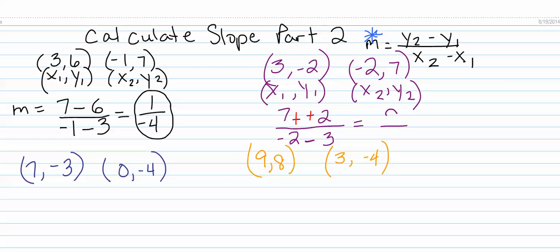You can also do keep it, change it on the bottom. Keep this -2, change it to addition, and make the 3 negative. I did not do that over here, even though I could have. Keep it, change it, change it.